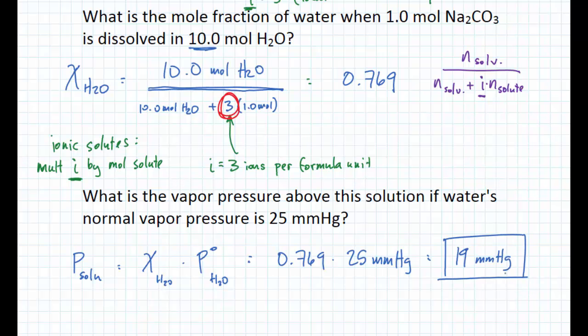So you get a lot more bang for your buck with ionic solutes because they break themselves apart into however many ions are in their formula unit, and each of those ions has the same impact as one, say, molecule would. Okay? So that gives us a good start for next time when we're going to talk about colligative properties, changing properties based on concentrations.